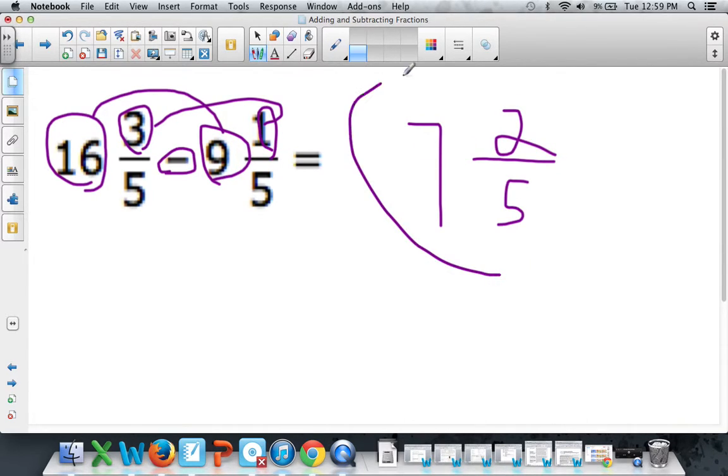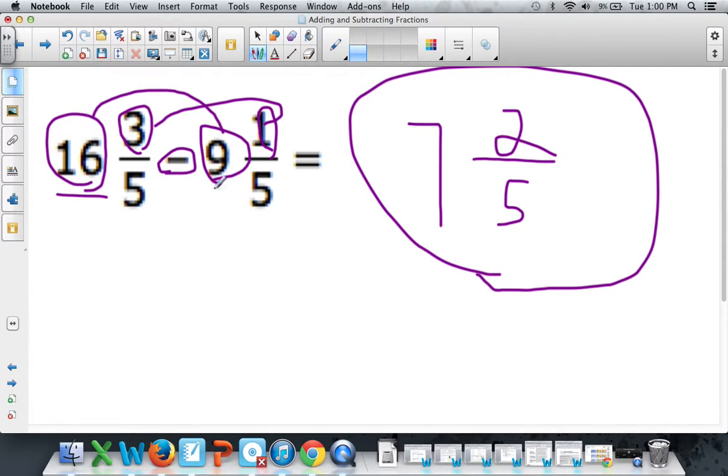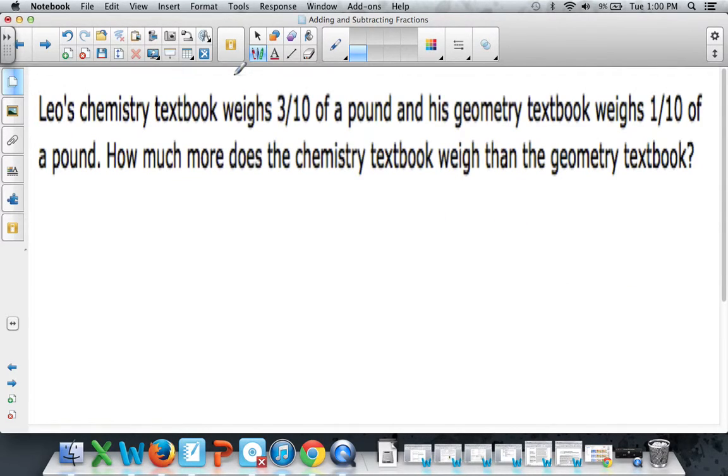Final answer, 7 2/5. So you can see that using mixed numbers with these whole numbers in it, it doesn't make it that much harder. You still just subtract the fraction or add the fraction like normal. It's just first you deal with the whole numbers and you put it all together to have a beautiful final answer. Let's try a word problem.